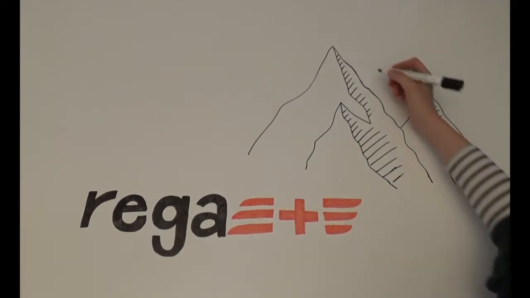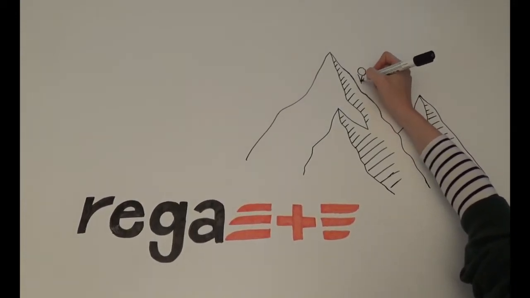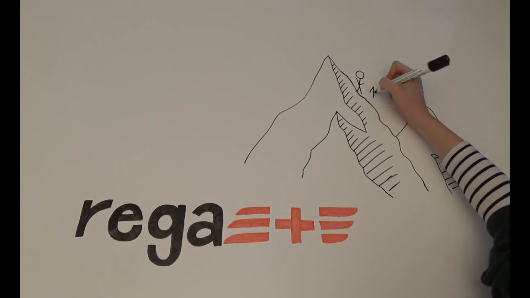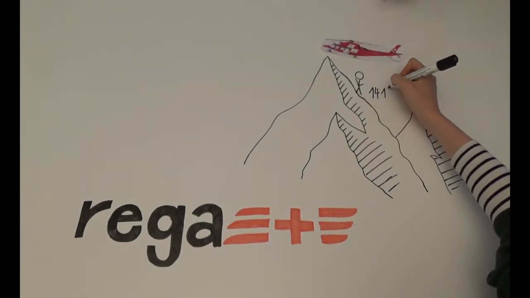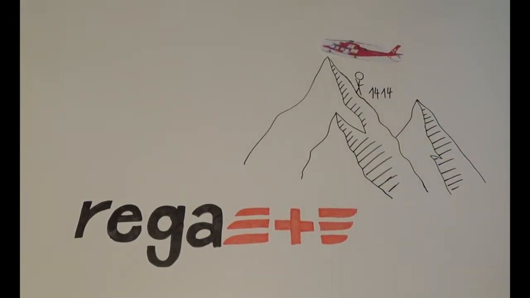Rega is a Swiss air rescue. They aid people in distress, providing swift professional medical assistance by air. In order to do so, they need to be experts in inventory management. Imagine the terrible consequence they would face if they ran out of an important medical product.